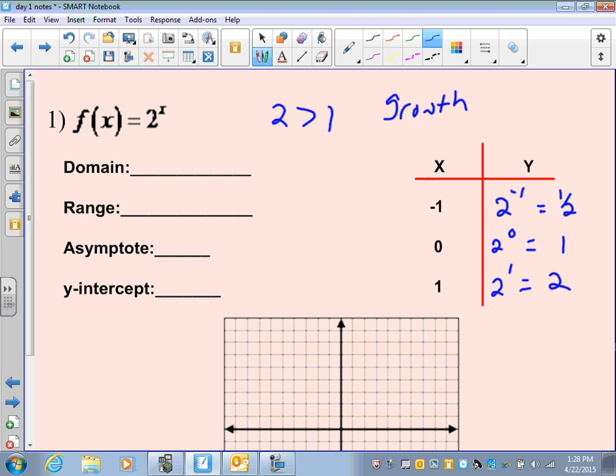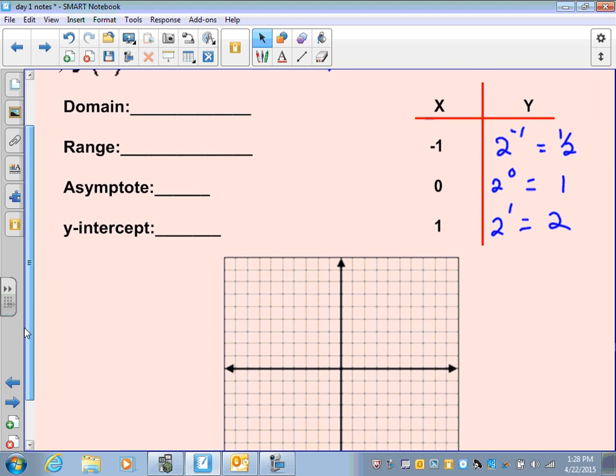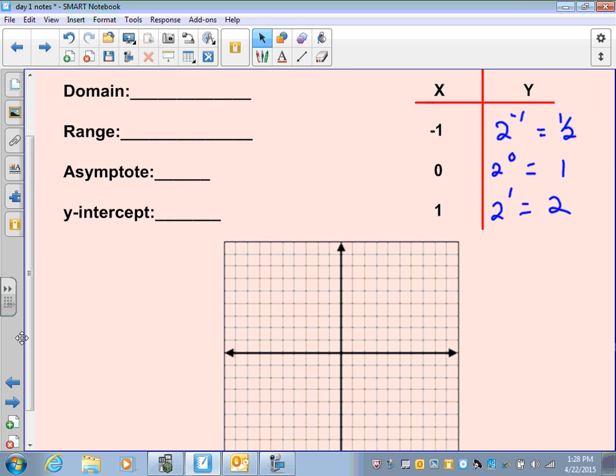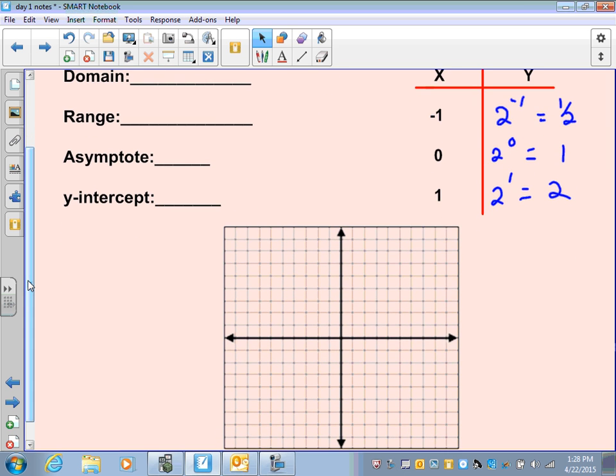Now, if I wanted to plot these points, I'm going to go over to (-1, 1/2), and I'm going to go (0, 1), and (1, 2). So this is the idea of what my graph is going to look like.